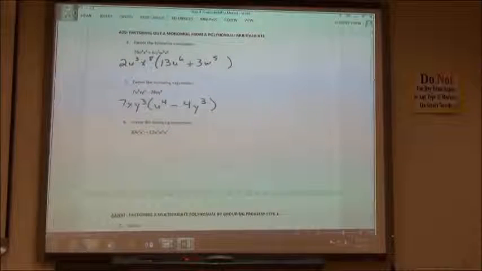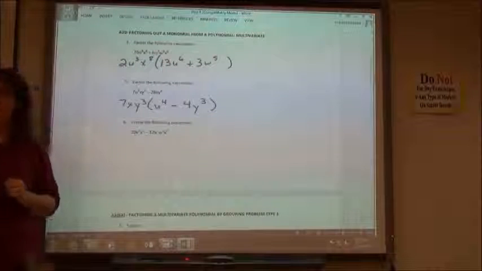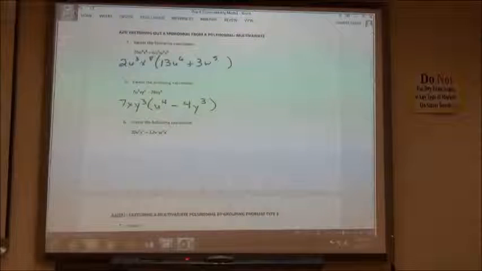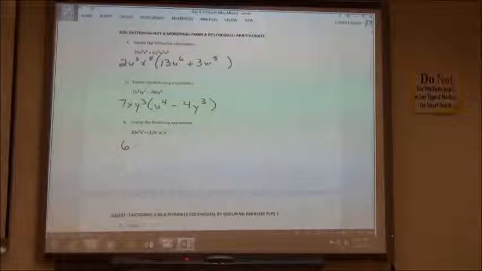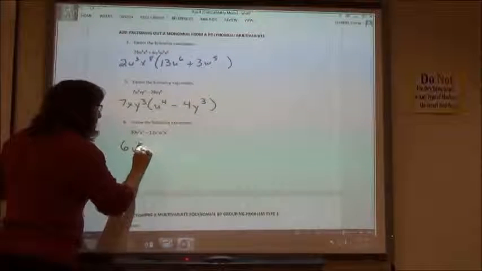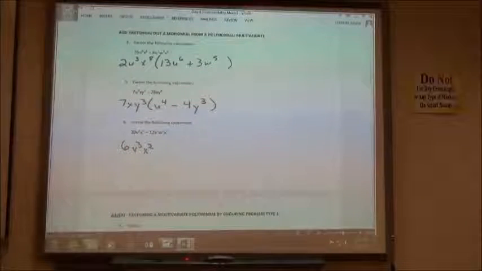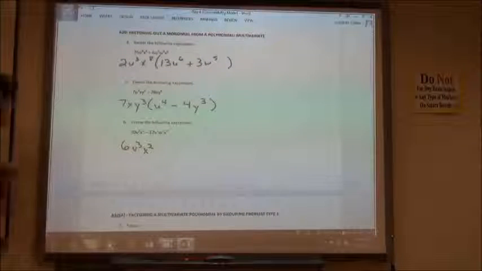So 30 and 12 are both divisible by something bigger than 3 though. They are both divisible by 3, but that's not the biggest number they're both divisible by. 6. So we'd want to use 6 because we want our greatest common factor. And then on our variables, we're going to take out v to the 3rd and x to the 2nd. Can't take out any w's since that's not in both. So 6v to the 3rd, x to the 2nd should be my greatest common factor.